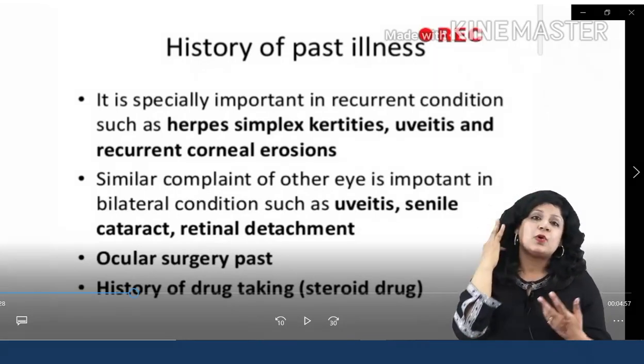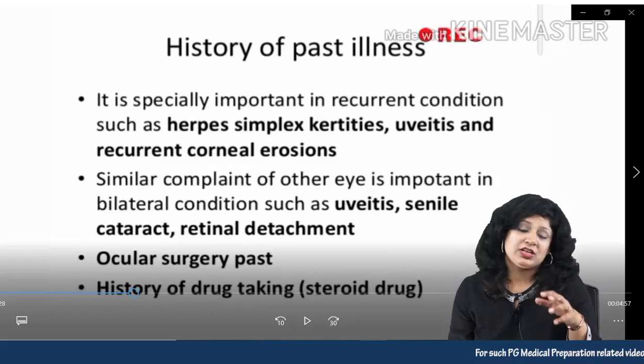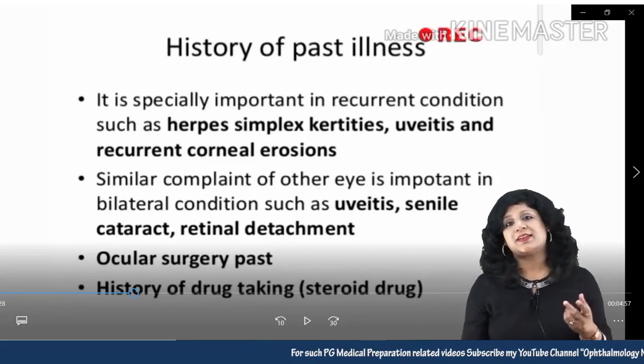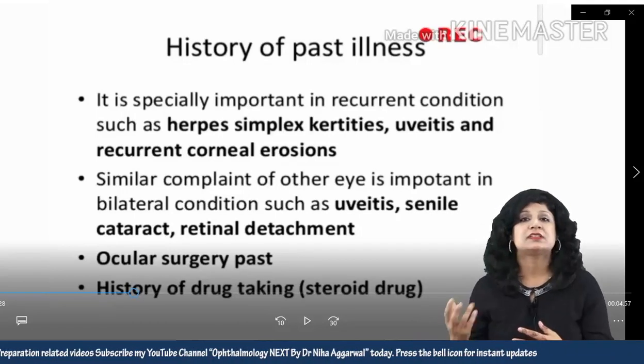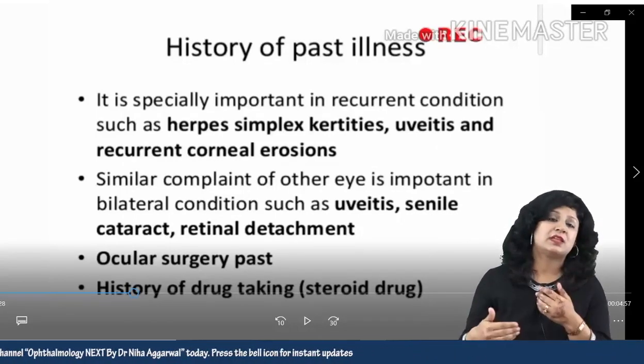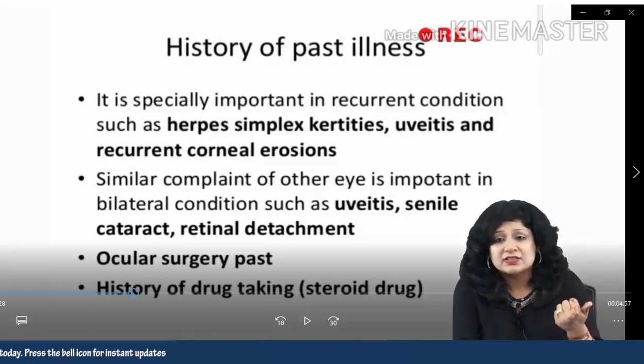So I'll get to know and I'll be prepared for what kind of pathology can occur in the patient. You know that in viral keratitis, the viruses remain dormant in the trigeminal ganglion, and there are always chances that they come up again. So you have to ask this.